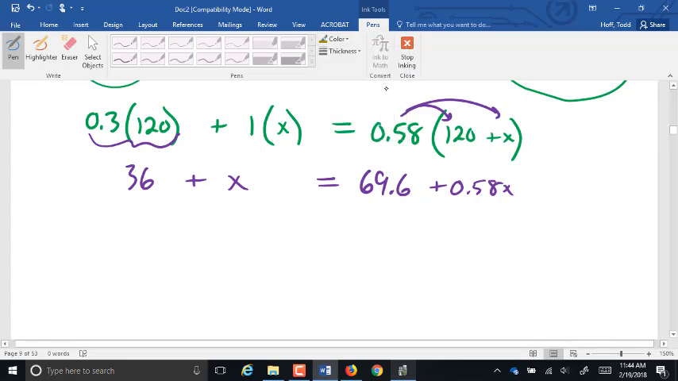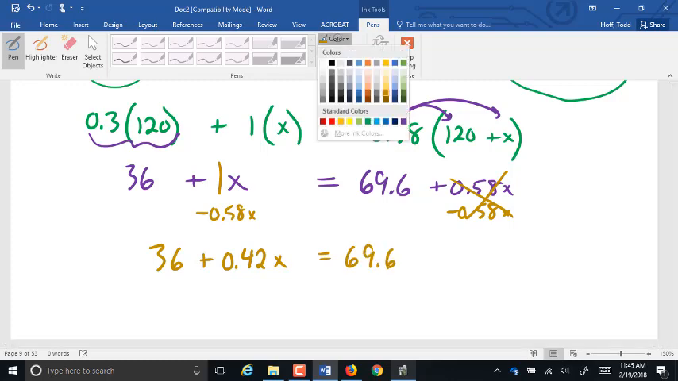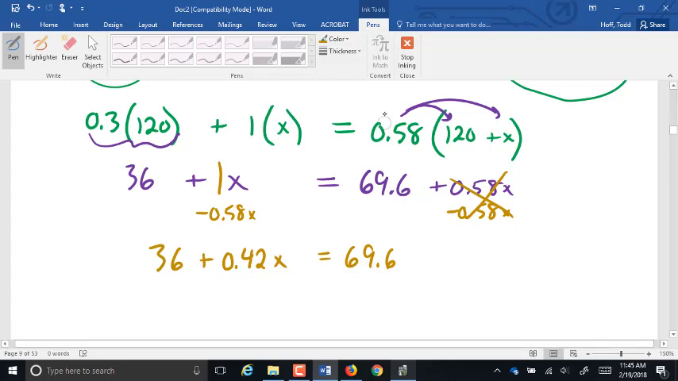Now remember, the next step is to make sure the variable only appears on one side of the equation, only appears once. And here it appears twice, so we have to get rid of one. The 0.58 is the smaller one, so we will get rid of that by subtracting it. We have to subtract 0.58 from the X on the other side. Remember that X gets treated as just a 1X. So now we have 36 plus 1 minus 0.58 is 0.42X equals 69.6.